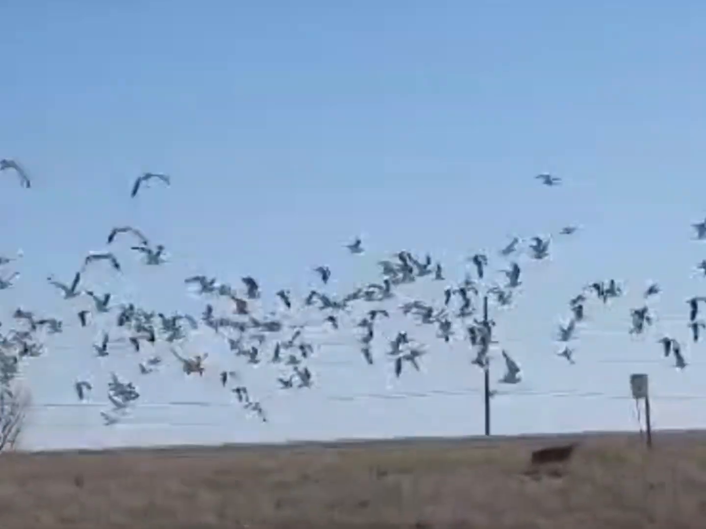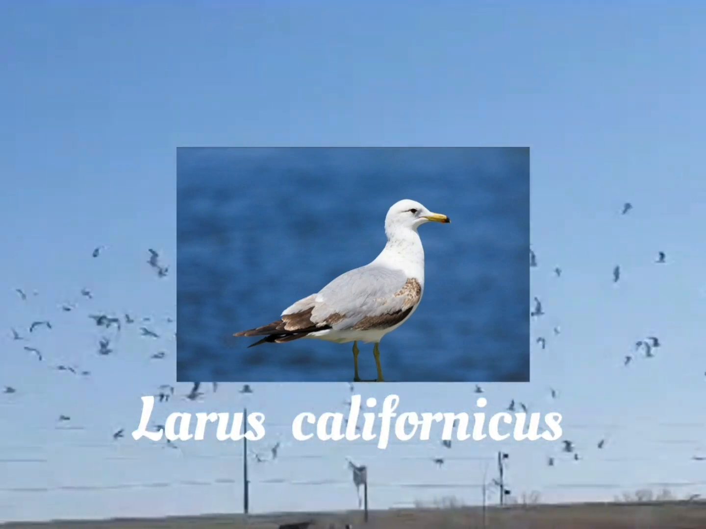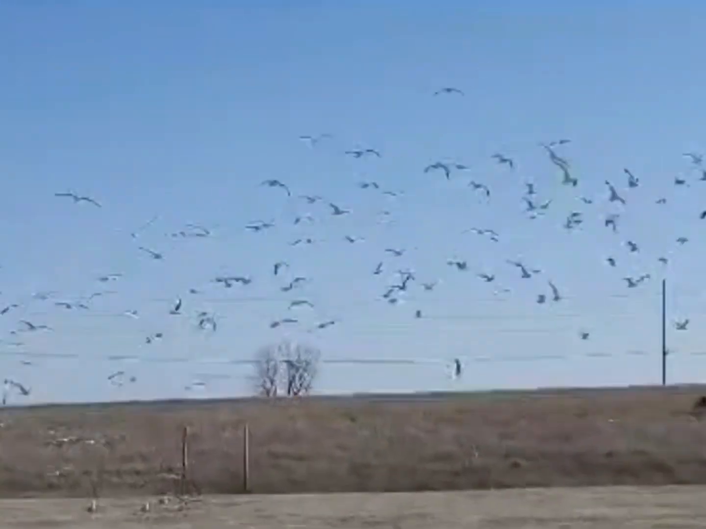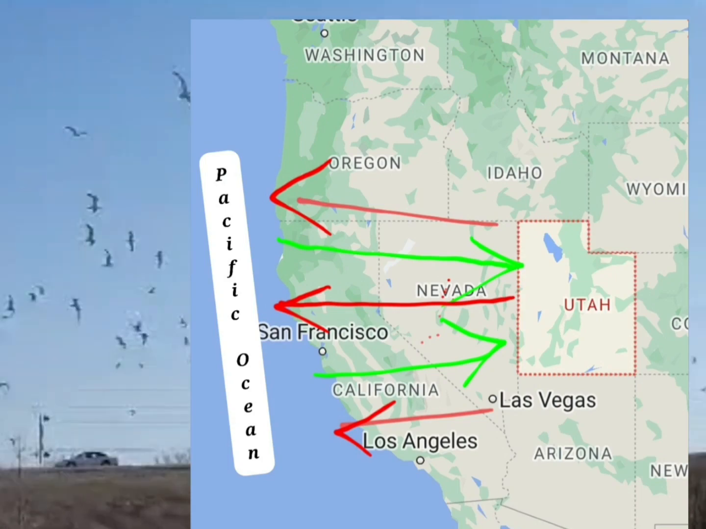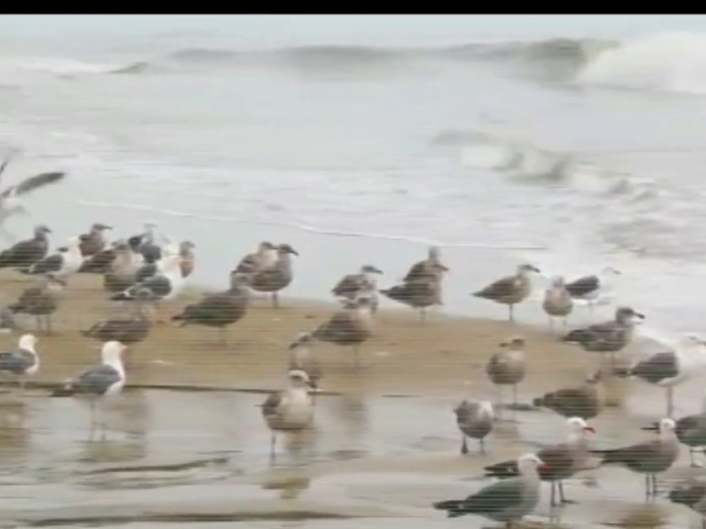The next example of a longitudinal migratory bird is the California gull. Larus californicus, a resident that breeds in Utah, migrates westward to winter on the Pacific coast.